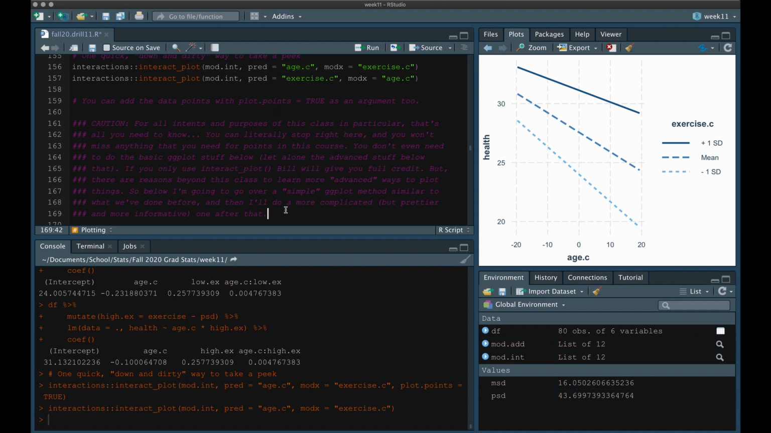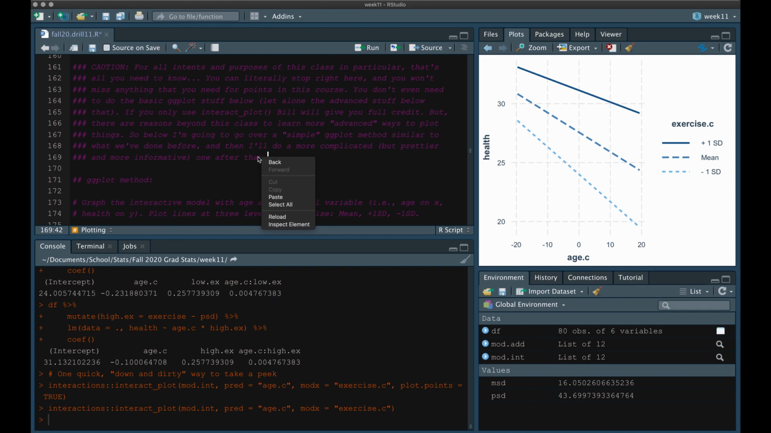He will never ask you to replicate anything that I've done below. Now, you can use what I do below here to make this instead. That's exactly what we're going to do. We're going to remake this plot, but we're going to do it in ggplot, and there's a lot of reasons for that.